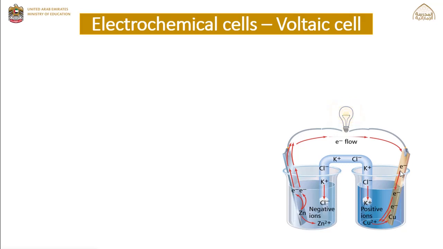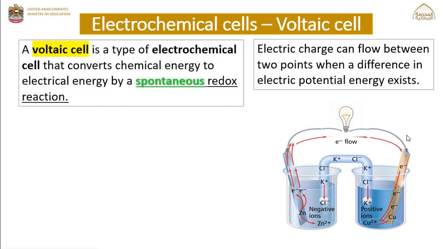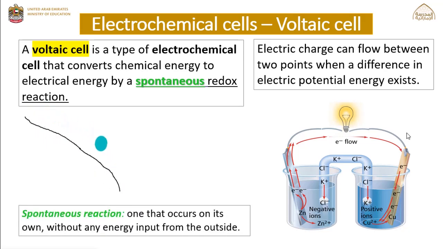The simplest electrochemical cell is a voltaic cell. There you will have zinc in Zn2+ ion solution and copper in Cu2+ ion solution. Electric charges can flow between two points when a difference in electric potential energy exists. A voltaic cell is a type of electrochemical cell that converts chemical energy into electrical energy by a spontaneous redox reaction. What does it mean by spontaneous? A reaction that occurs on its own without any energy input from the outside, we call a spontaneous reaction.